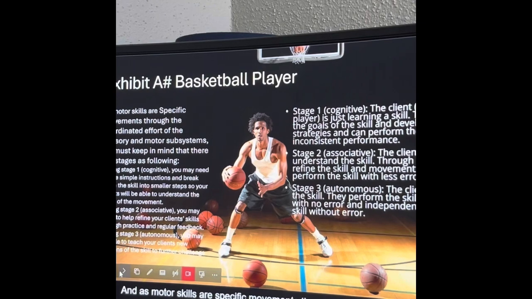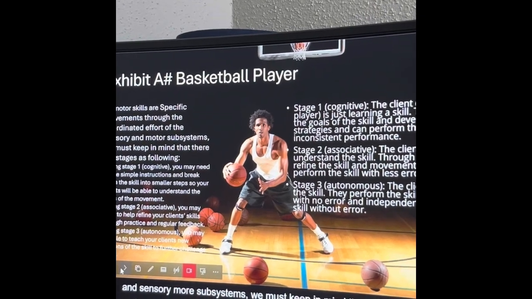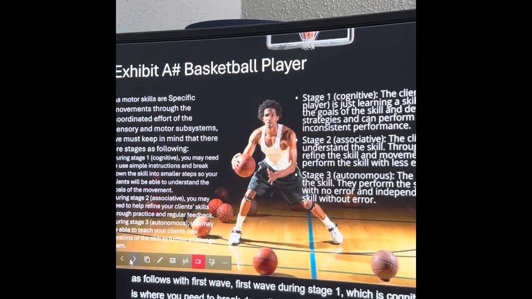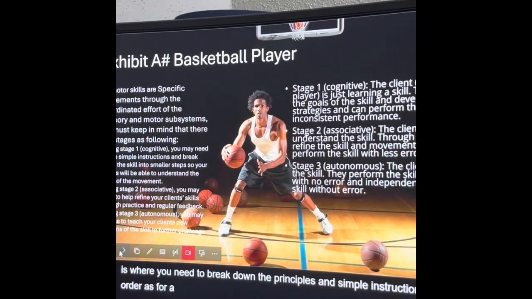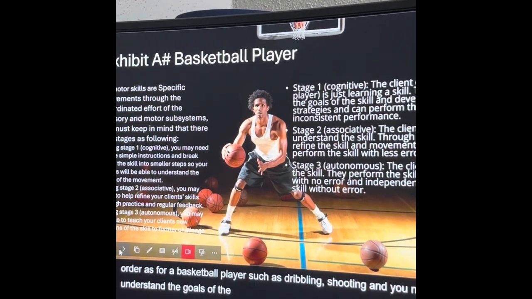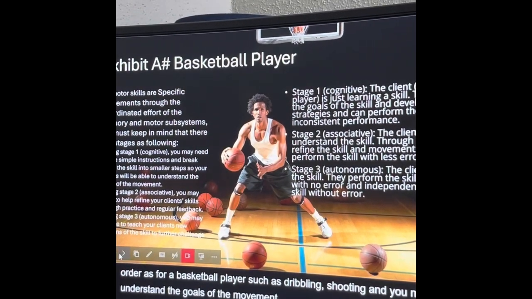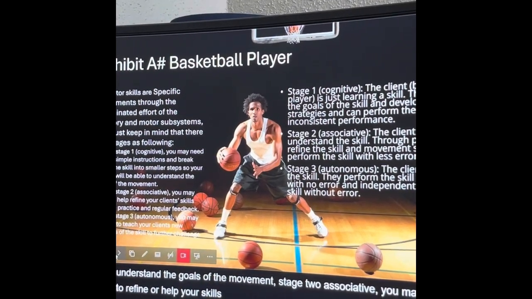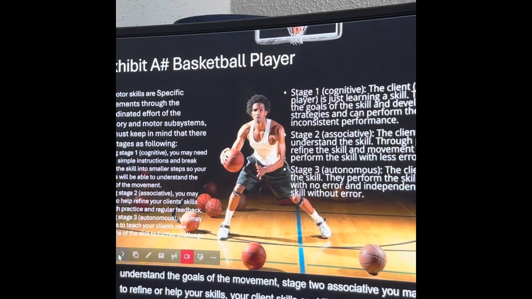First, we have stage 1, which is cognitive, where you need to break down the principles and simple instructions in order, as for a basketball player, such as dribbling and shooting, and they need to understand the goals of the movement. Stage 2, associative, you may need to refine or help your client's skills, or the basketball player's skills, through practice and regular feedback over time.